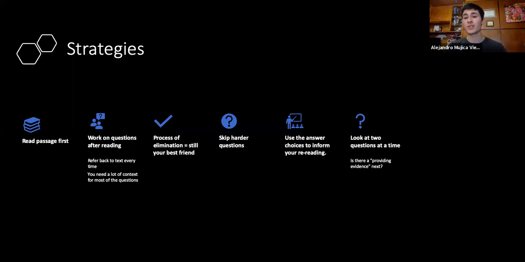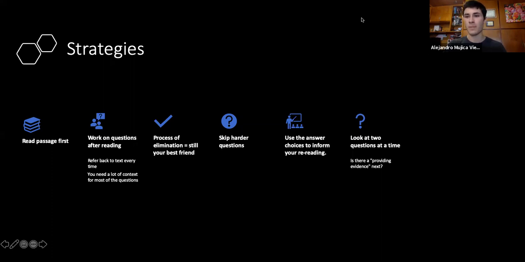Use the answer choices to inform your rereading. This is what I was talking about when I said, don't read the whole text again unnecessarily. Use the choices that you have as answers, not only the question. Look at the answers to know what you have to reread, because reading the text over and over and over, the whole thing, will just be a huge waste of time. So read the question and the possible answers to know what portion you have to read to inform that answer. Does that make sense?